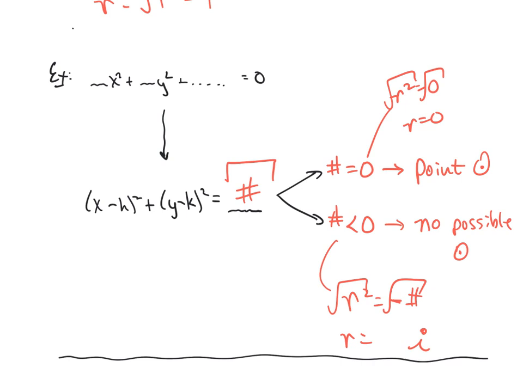There's also a fancy word the textbook uses. I don't care if you guys remember. This is also called a degenerate. See if I remember how to spell it. Degenerate. Yep, there it is. It's also called a degenerate circle. But I would just ask you guys to remember to say there's no circle possible.